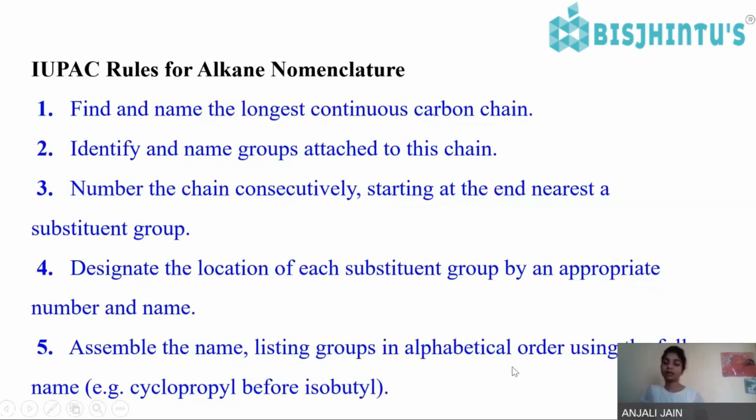Assemble the name listing groups in alphabetical order. Like if cyclopropyl is given and isobutyl is given, C comes before I, so cyclopropyl will be given more priority than isobutyl. Same with the case for methyl and ethyl: ethyl will be given priority over methyl.